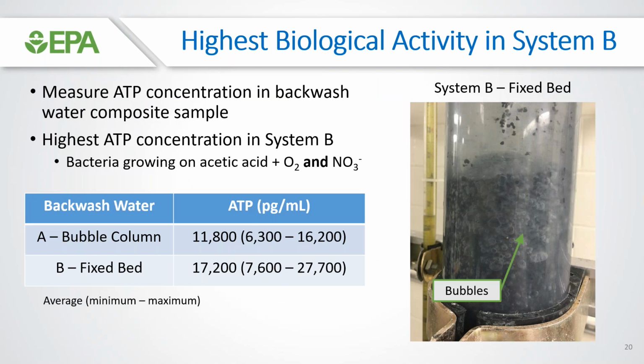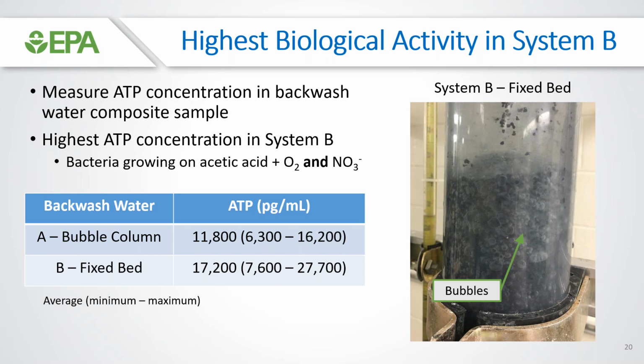We've looked at ATP as a measure of the biological activity in each of these systems. And to do that, we collected composite samples of the backwash water. So this table is showing ATP, the average and min and max, measured from each column. And we're definitely seeing higher ATP concentrations in the fixed bed at like 17,200 picograms per mil, as opposed to 11,800. And we would expect this.